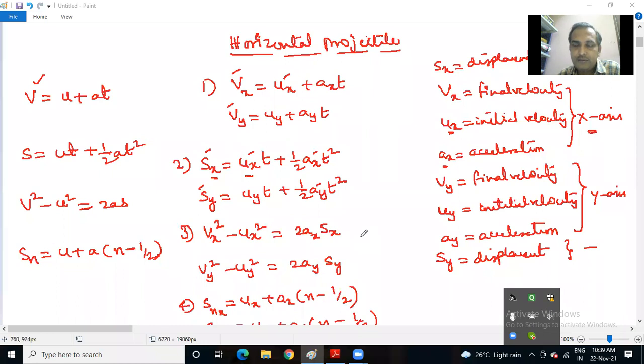Students, in my next video, I will continue with the equations which you are going to get when the body is thrown horizontally from a certain height. Also, I'll continue with the applications of it.